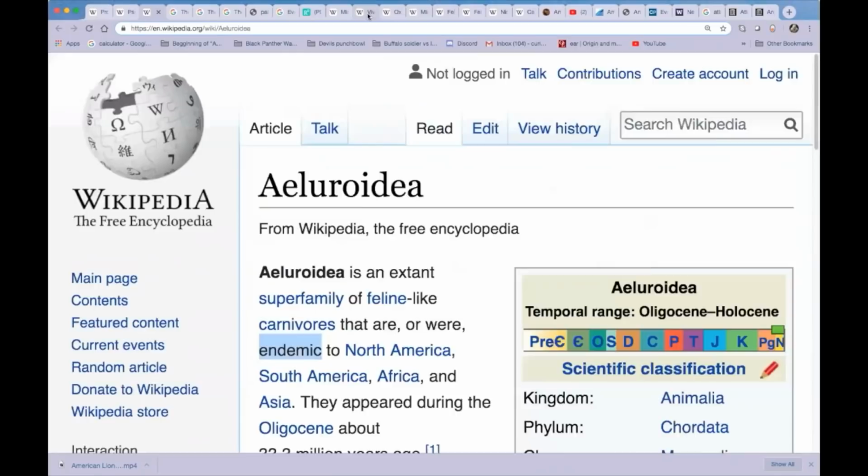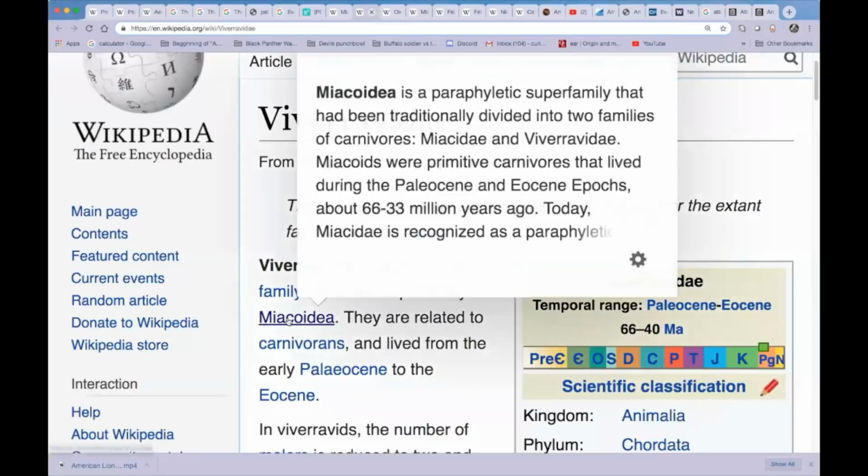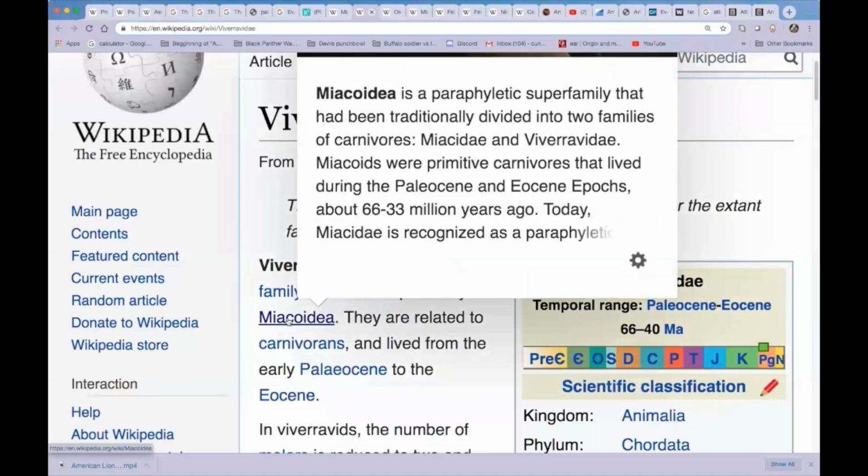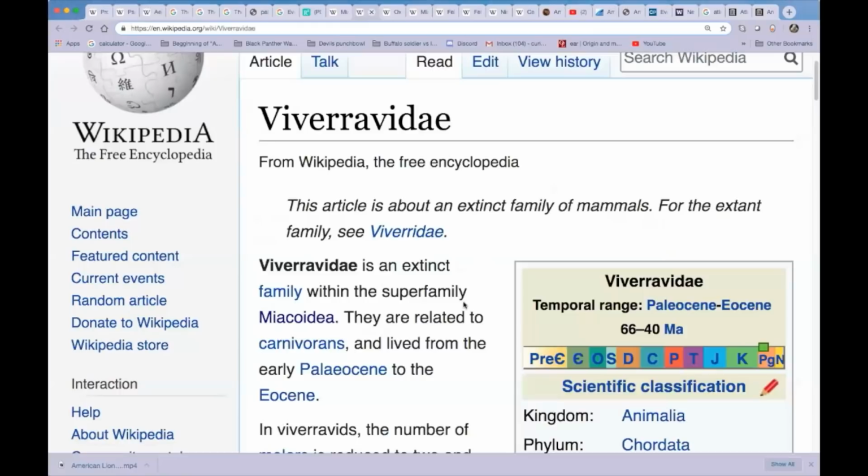So let's take a look at some of these. It says Viverravidae is an extinct family within the superfamily Miacoidea. Miacoidea is a paraphyletic superfamily that has been traditionally divided into two families of carnivores, Miacidae and Viverravidae. So they're talking about carnivore-like animals. They are related to carnivorans and lived from the early Paleocene to the Eocene.